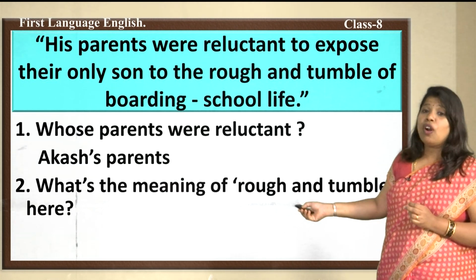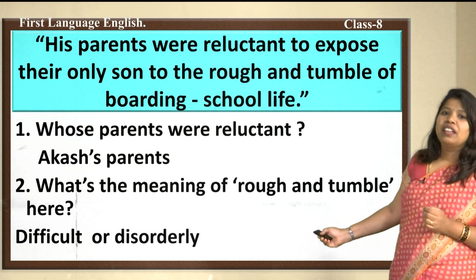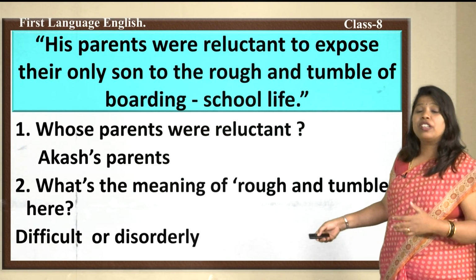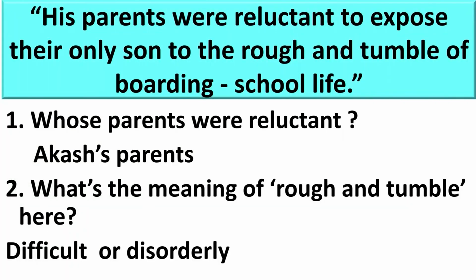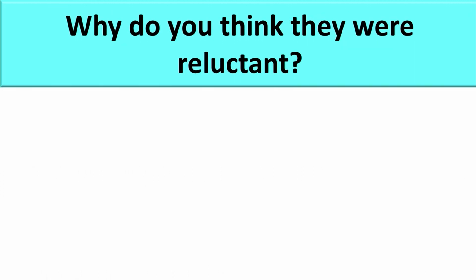So, what is the meaning of rough and tumble here? It means difficulty or disorderly. So, here sometimes in boarding school it is difficult for a person with a lame leg to adjust. So, the parents were worried. So, the next question is, why do you think they were reluctant? So, why were Akash's parents reluctant to put him in the boarding school?